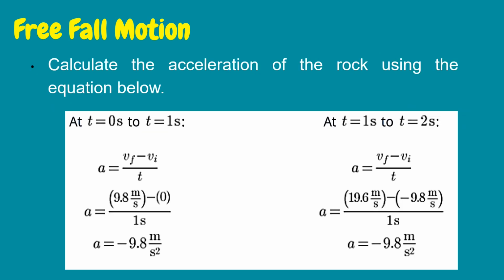We can calculate the acceleration of the rock using the equation below. Since air resistance is neglected in the example, the given equation has a uniform rate, wherein both equations will give the same value of acceleration, which is negative 9.8 meters per second squared.